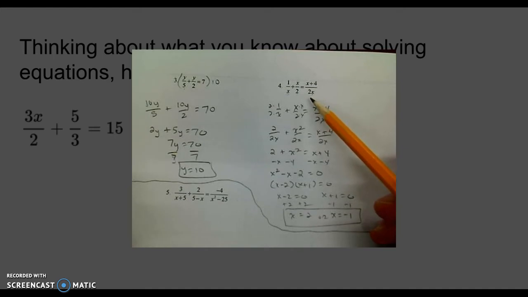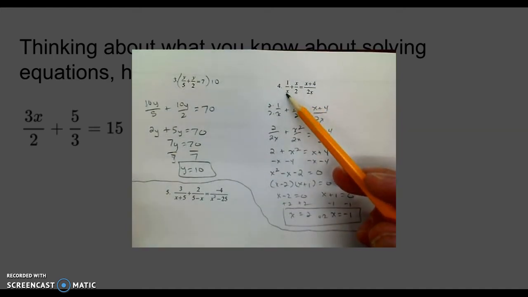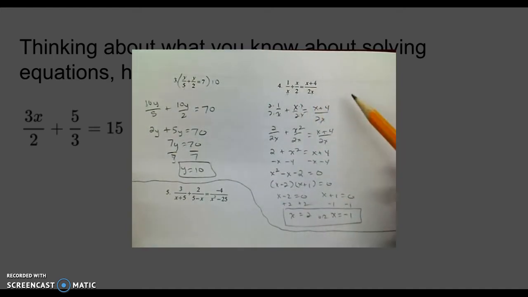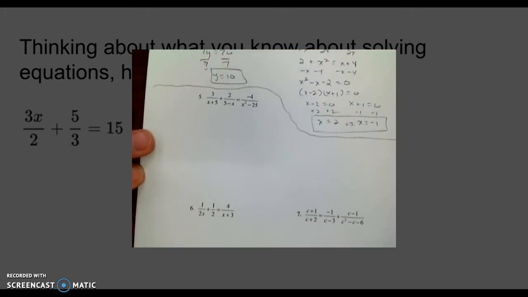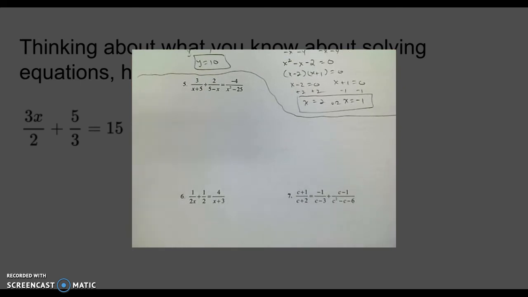Going back to my denominators, x and 2x, the only way those are equal to 0 is if x equals 0. And that's not one of my solutions, so both of these are viable solutions. Let's take a look at one that's a little bit more challenging.